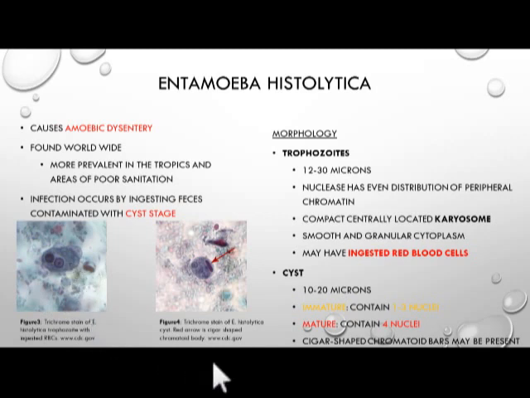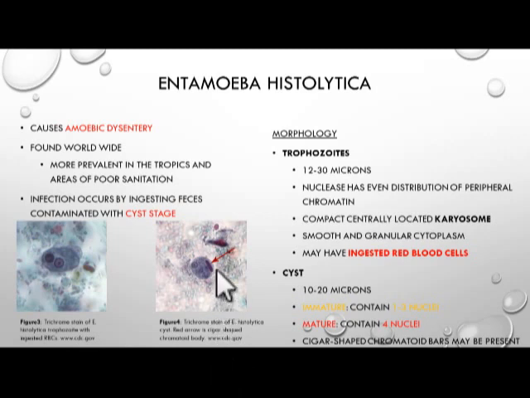The cyst stage is a little smaller. It measures 10 to 20 microns, and on the immature side contains 1 to 3 nuclei. As maturation occurs, it can contain up to 4 nuclei. It also may have a cigar-shaped chromatoid bar present in the cytoplasm.